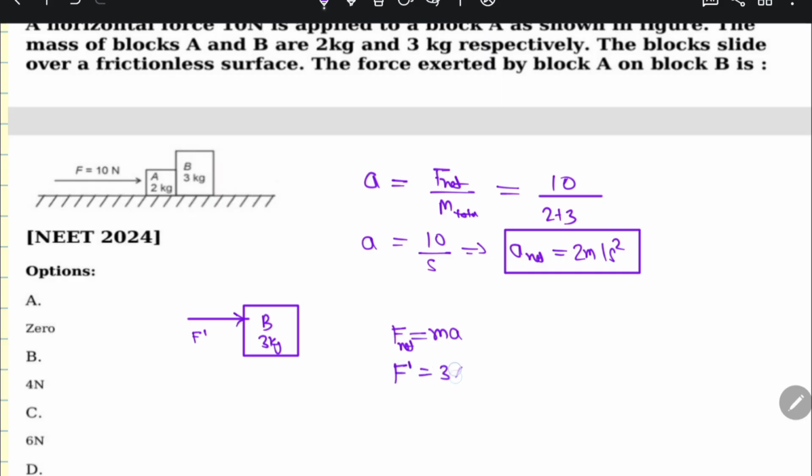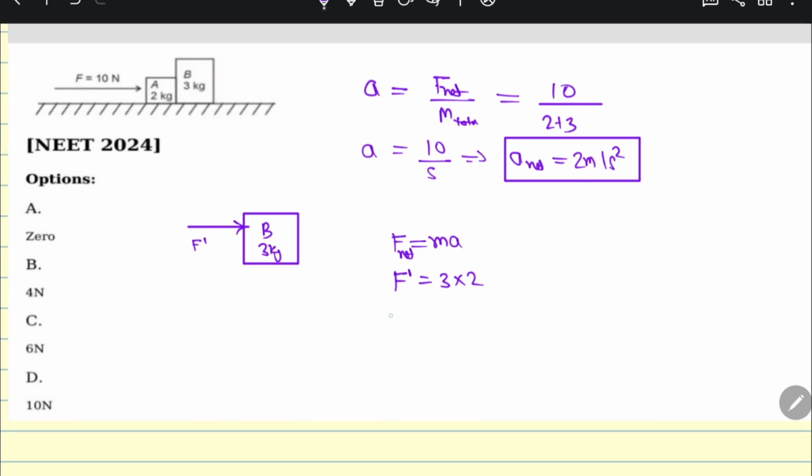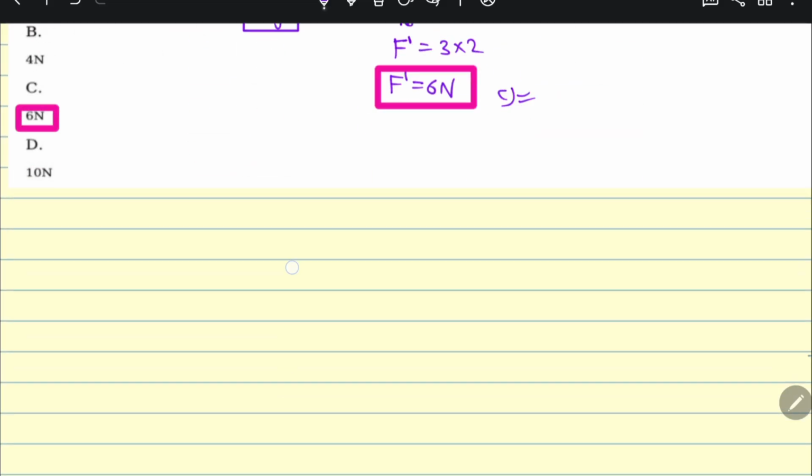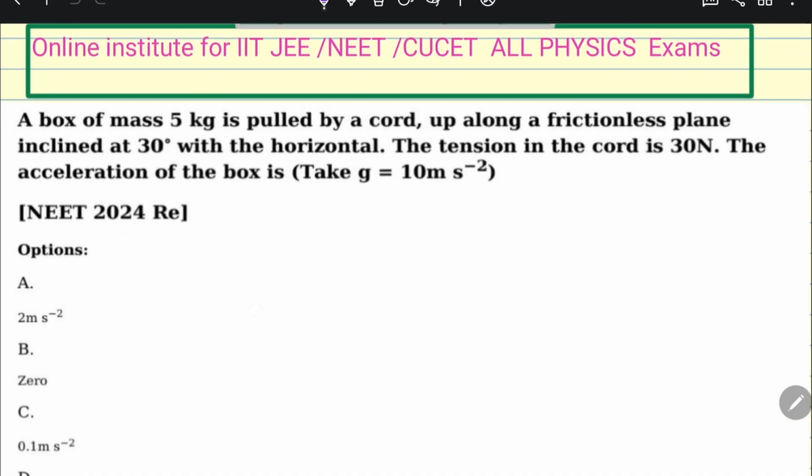F dash is equal to mass 3, acceleration 2. So F dash comes out to be 6 Newton. So 6 Newton force is given by block A on block B. So option C is correct. Now let's proceed to the next question.